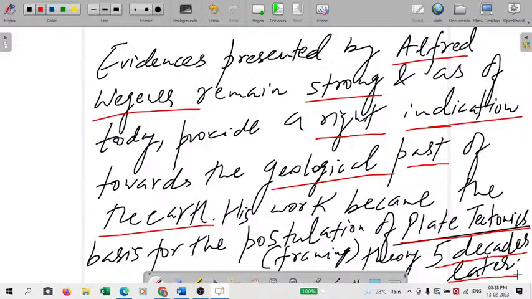This we will read tomorrow. Is it clear until now? Continental drift evidences by Wegener, the arguments of the critics, the counter arguments by Wegener, and the ultimate conclusion that despite everything, the evidences are very strong. They indicate rightly towards the geological past that the continents were not separated as they seem today; they were part of Pangaea. Wegener could not give the right reason, but nonetheless his evidences still remain strong and correct.